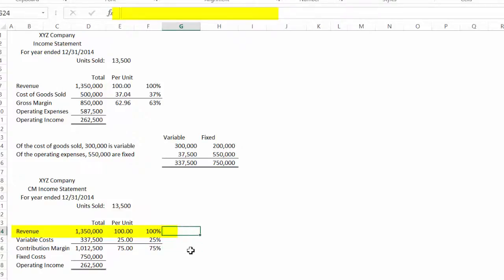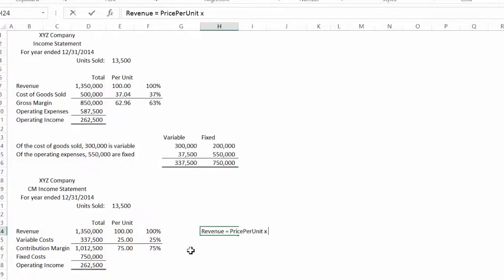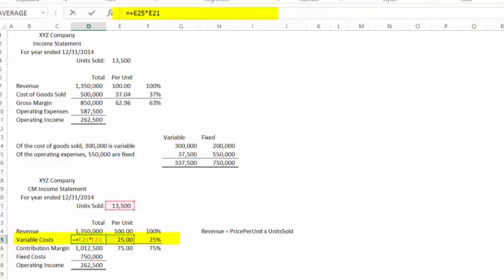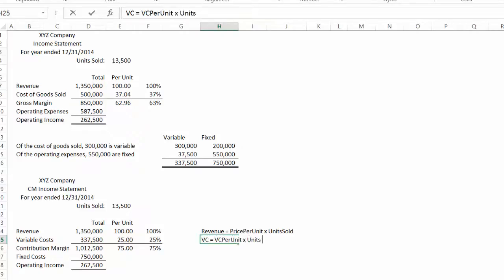And so over here to the side, I'm just going to write down that revenue equals price per unit times units sold. That makes sense, doesn't it? The same thing goes for variable cost. If we look at the variable cost, it's actually the variable cost per unit times the units sold. So we can come down here and we can say that variable cost equals variable cost per unit times units sold.